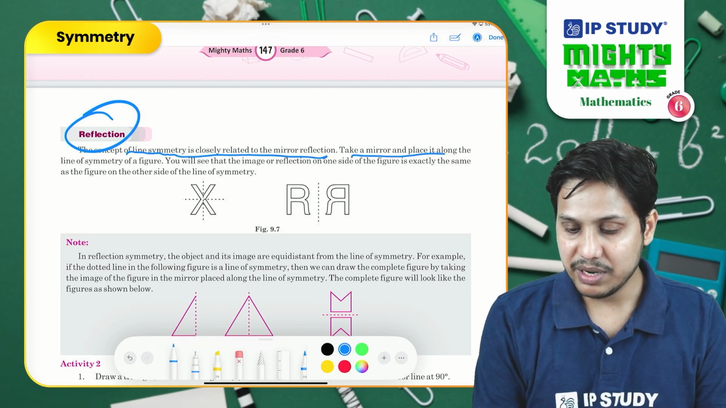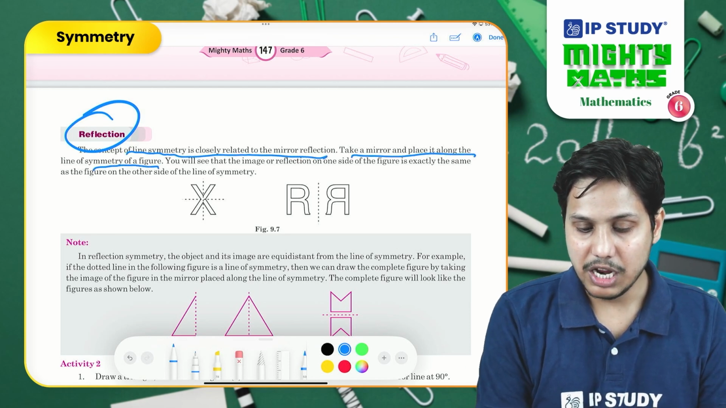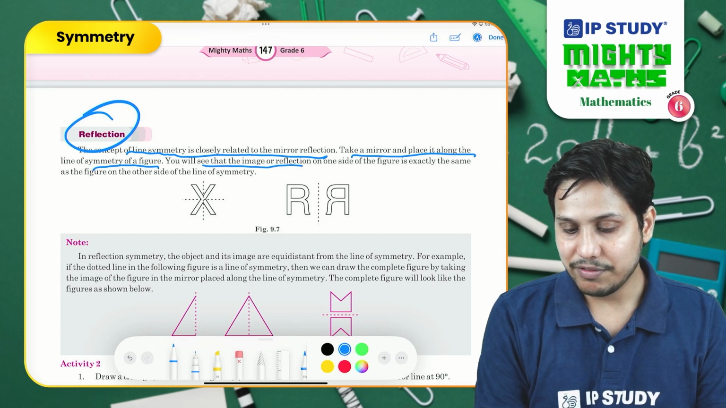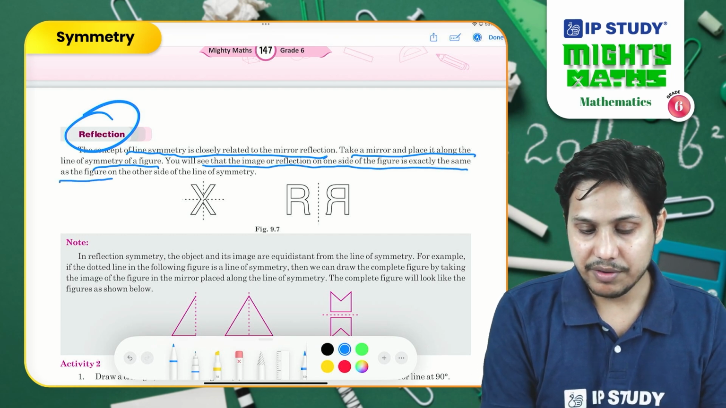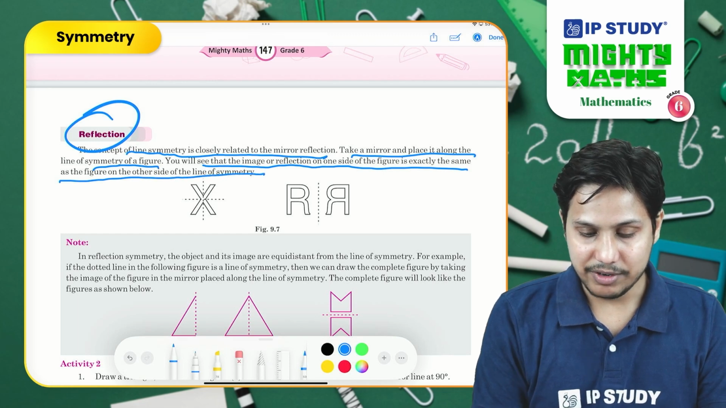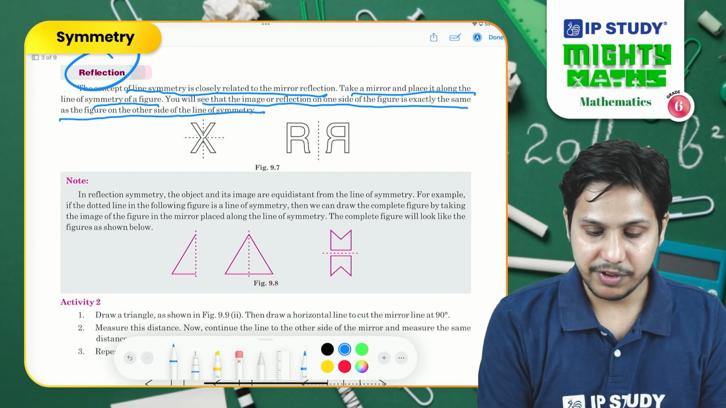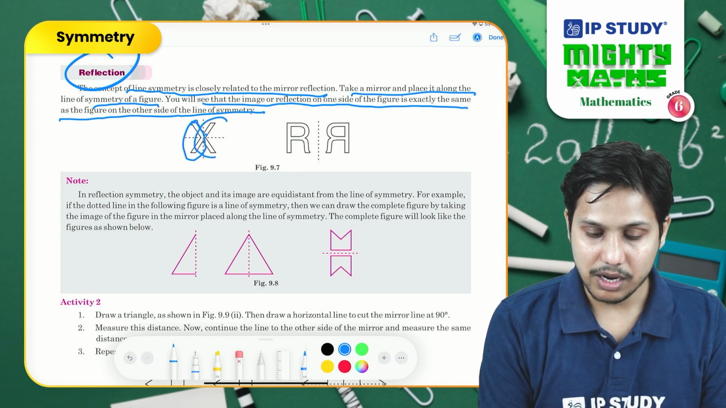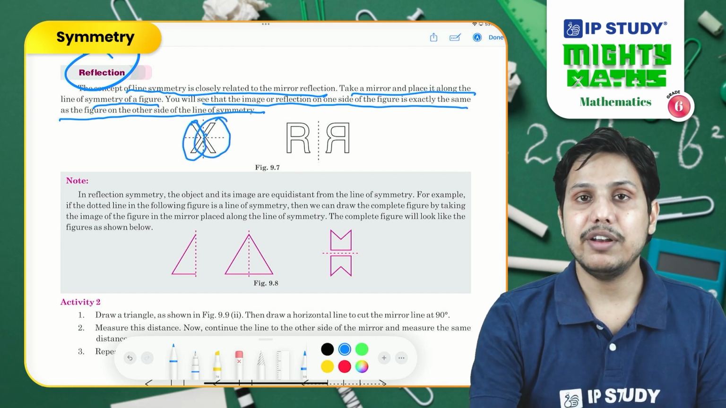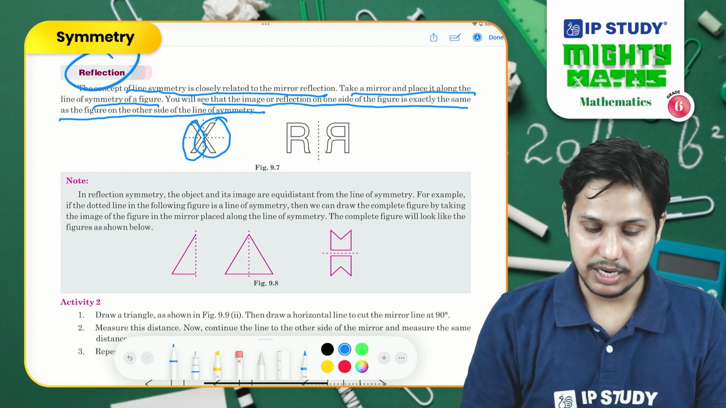Take a mirror and place it along the line of symmetry of a figure. You will see that the image or reflection on one side of the figure is exactly the same as the given figure on the right side of the line of symmetry, like this. Here, if we have a mirror and we place this figure like this, then we will have a quite similar reflection on the other side of the mirror line.